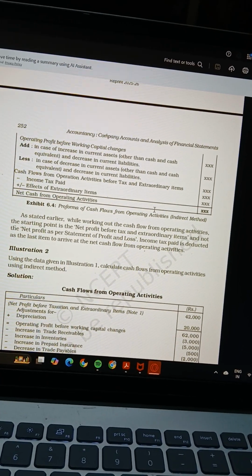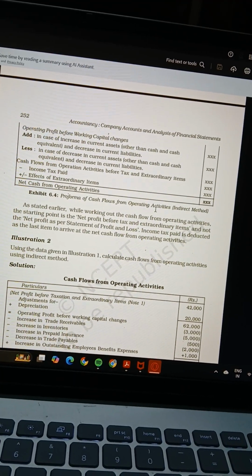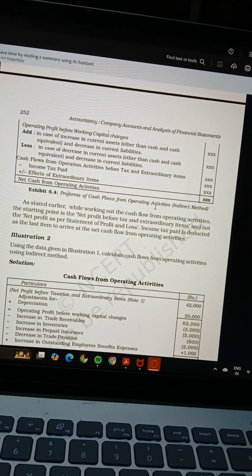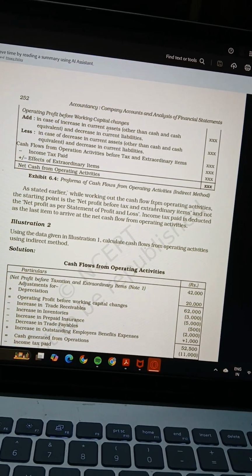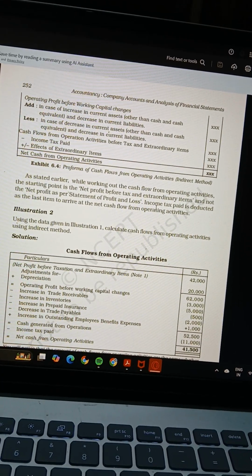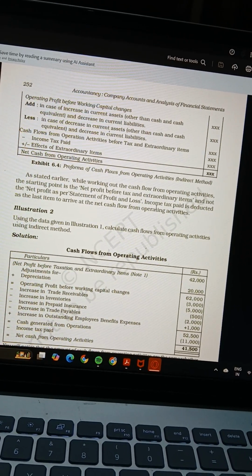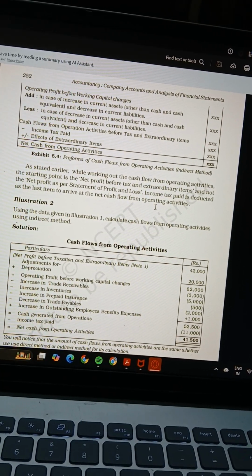As stated earlier, while working out the cash flows from operating activities, the starting point will be the net profit before tax and extraordinary items, and not the net profit as per the statement of profit and loss. Income tax paid is deducted as the last item to arrive at the net cash flows from operating activities.